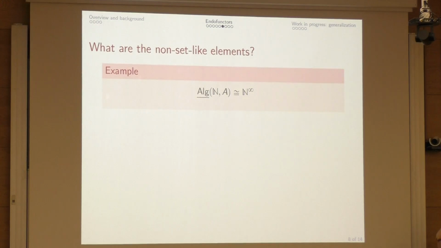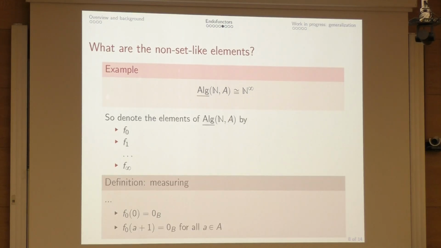But what are now the non-set-like elements? So the set-like elements are the things that already existed in our original category. They're the elements of the Hom sets. But what else is happening in this Hom coalgebra? What is the extra information that this category has in it? So I said that we can calculate this, and so then we could denote the elements of the underlying set of this Hom coalgebra like this.